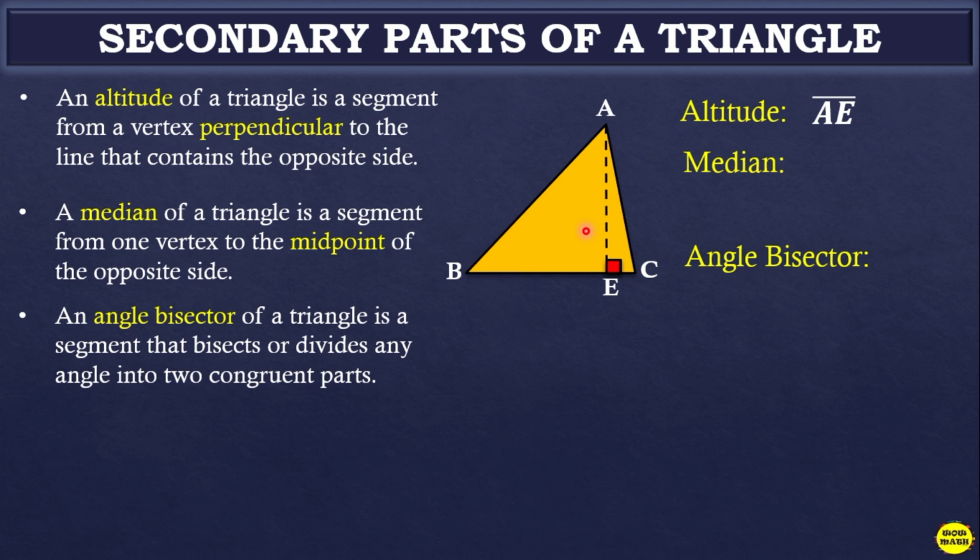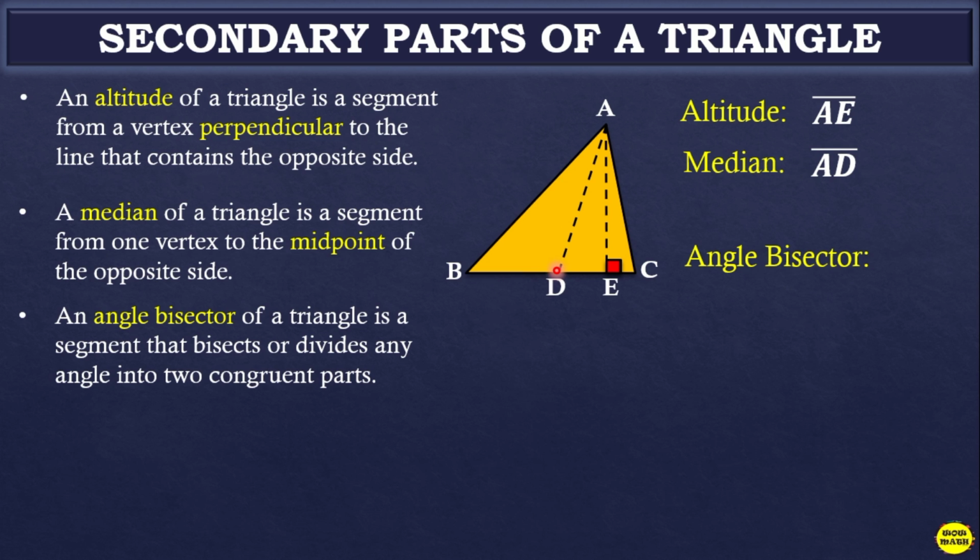So this is from the vertex to the midpoint of your opposite side. So let's say this is your vertex. Kung ito yung opposite side niya, dapat may midpoint ka dito. Halimbawa po, ito. So your D here is your midpoint. If D is your midpoint, therefore, your median is segment AD. As you can see, it is from the vertex to the midpoint of segment BC, which is the opposite side.